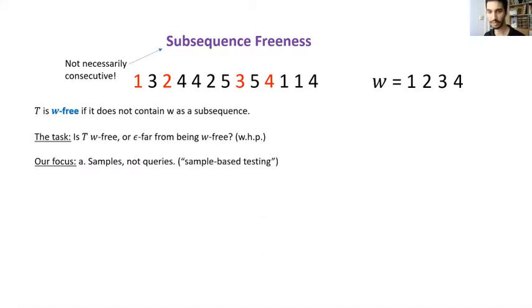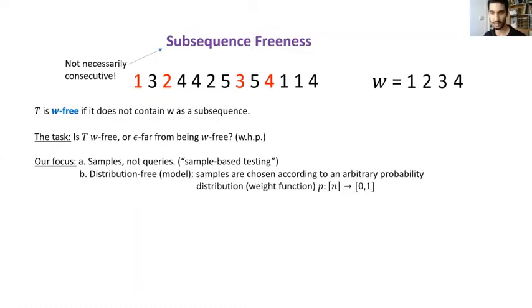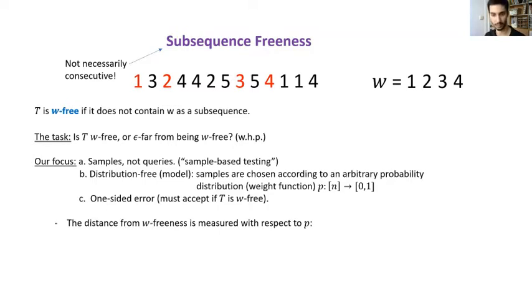And we focus on three main things. First, we focus on sample-based testing. We are not allowed to use queries, only samples. Second, we focus on the distribution-free model, in which samples are chosen according to an arbitrary probability distribution. And third, we focus on one-sided error testing. So we must accept if T is W-free.